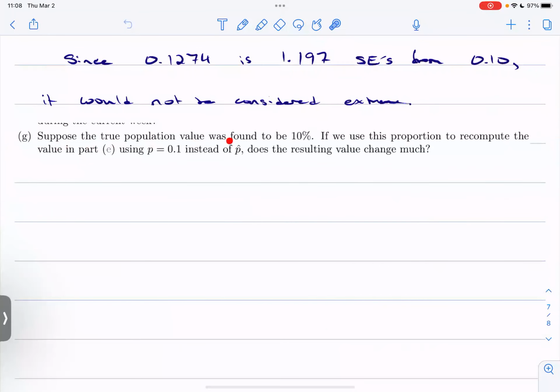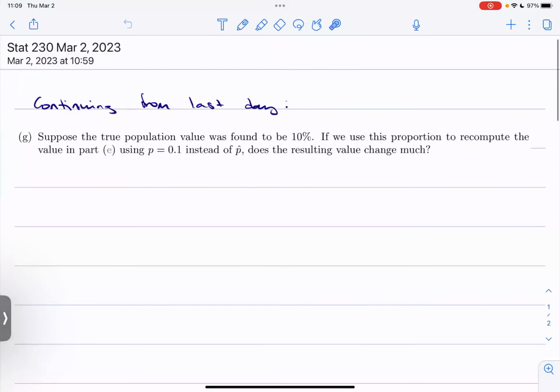Suppose the true population value is found to be 10%. If we use that proportion, that p, so we're told that this is p, 10%, and we're going to use that instead of p hat, does the standard error change that much? Because remember, we said, technically the standard error should be using p, but if I know the population proportion, can't I just look at the entire population? How would I have that information?